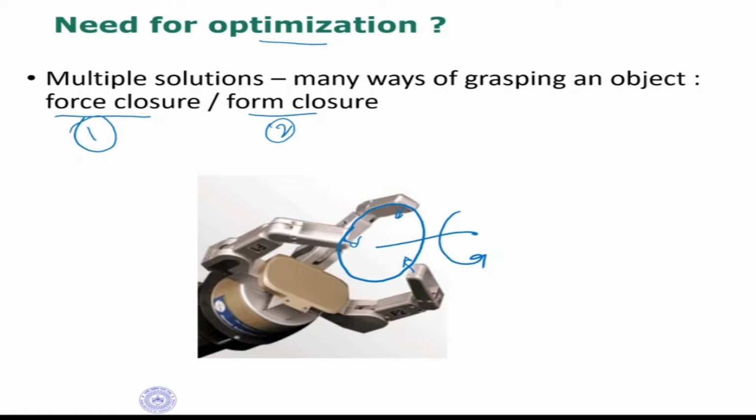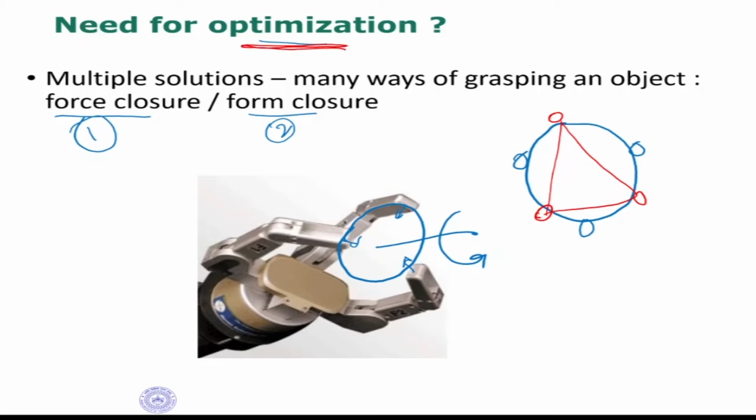So this means I need to have some kind of optimization which is going to optimize the motion. For example, I have an object here, and I have 3 fingers as shown in this figure. Where do I place the fingers? Do I place them here, here and here? Or do I place the fingers in some other way? Suppose I can place the fingers here, or let's say here, here and here also. So this is one way of placing fingers, and that is the other way of placing fingers. So there are multiple solutions here. To get form closure or force closure, which is the optimal way? And hence the question of optimization comes into the picture.